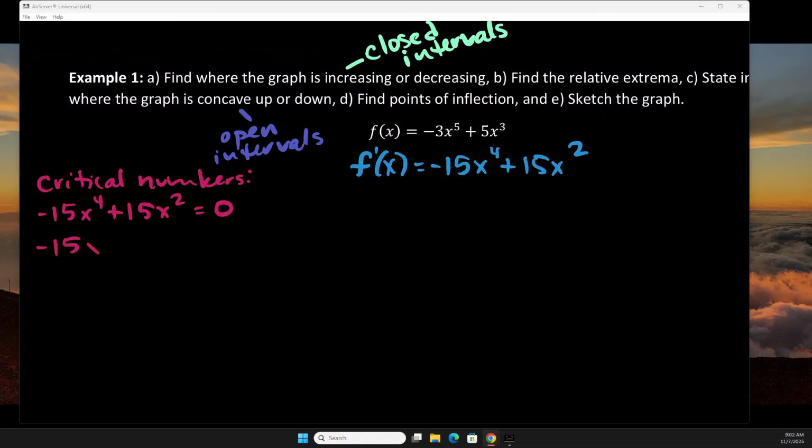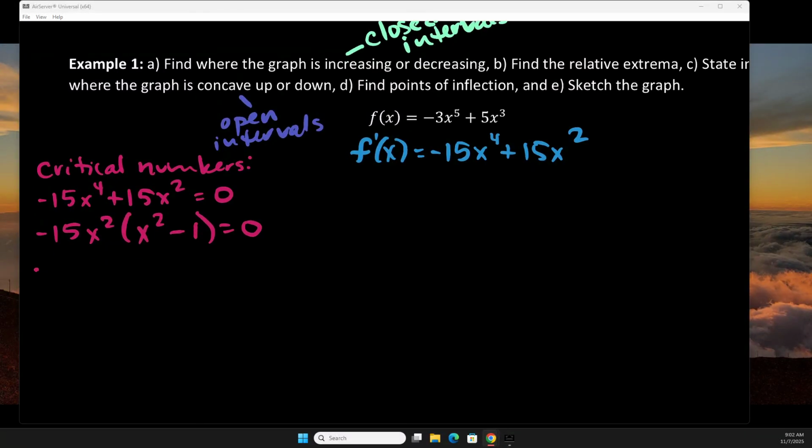I'm going to factor out a common factor of negative 15x squared. You can do positive 15x squared if you want to. It just makes it a little easier to work with if we do the negative. All right, so we have 3 critical numbers.